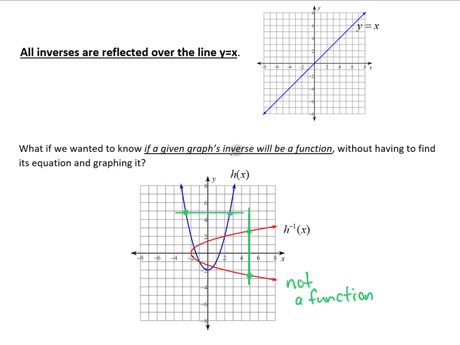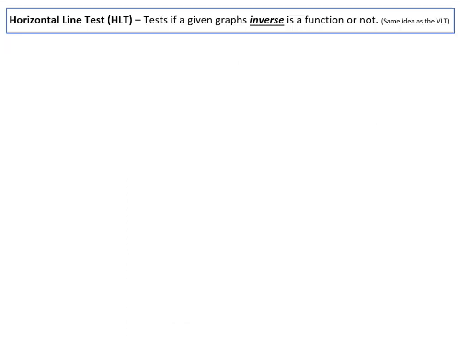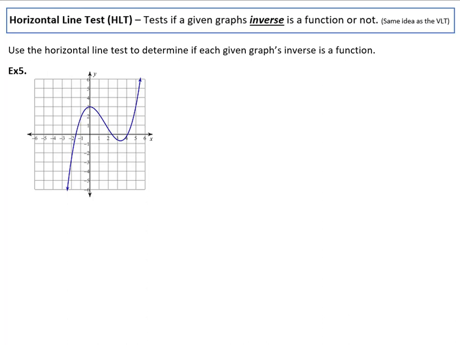So if we want to know if a given graph's inverse will be a function without finding its equation and graphing it separately, we have something called the horizontal line test. The horizontal line test tests if a graph's inverse is a function or not. It's the same idea as that vertical line test. If a line passes through more than once, not a function. We don't have to write out all the extra words. Hopefully we understand it's kind of the same premise as the vertical line test, just testing if an inverse of a current graph is a function or not.